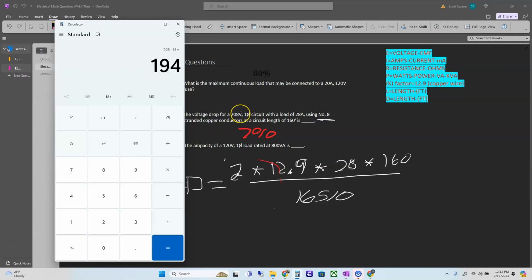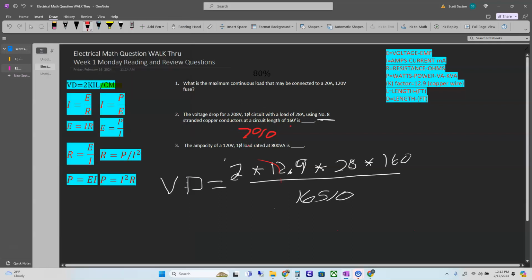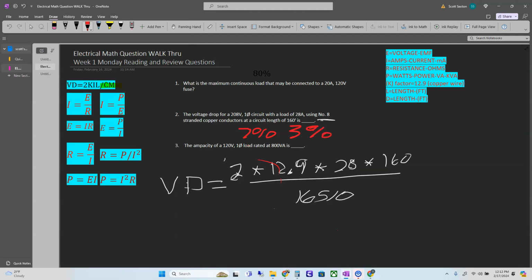Now that gets us to where we're outside of our code, because this is a branch circuit and it should be at 3% for the voltage drop.